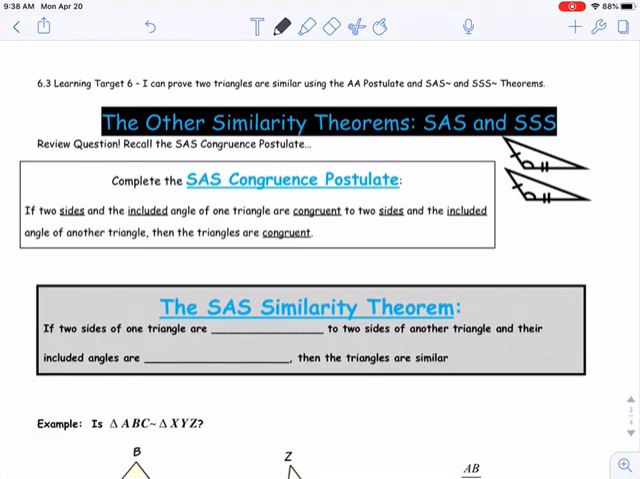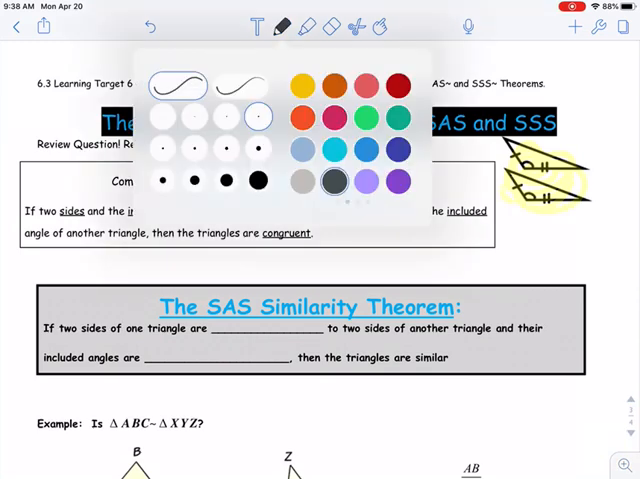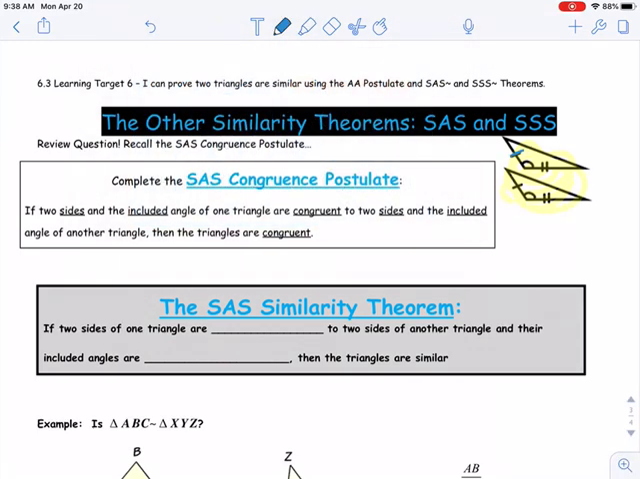All right, so now we're going to talk about the SAS similarity statement. First, let's review. Remember we had the SAS congruence postulate, where we had two sides and the angle between the two sides. Two sides and an angle. Well, the A would be between the two S's, all right? If two sides and the included angle of one triangle are congruent to two sides and the included angle of another triangle, then the two triangles are congruent.